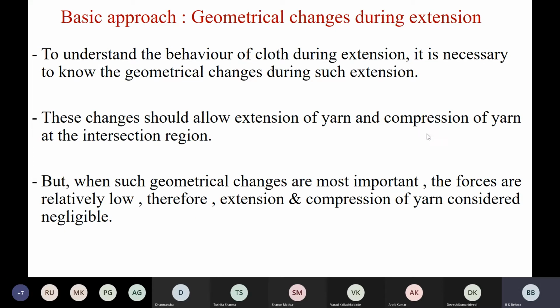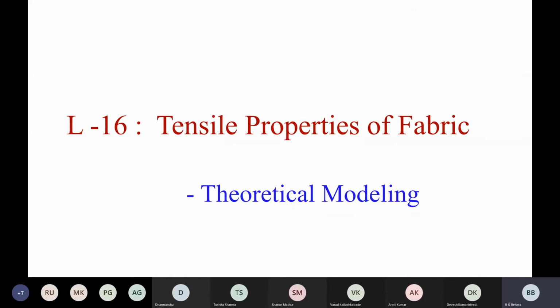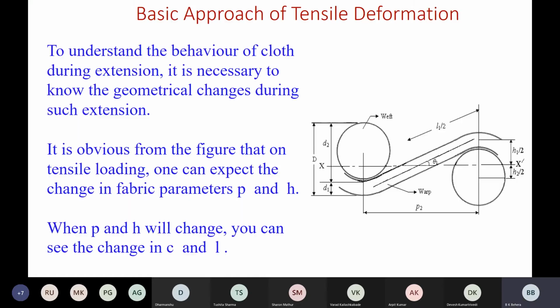Inter-yarn pressure causes compression. But when such geometrical changes are most important, the forces are relatively low. Therefore, extension and compression of yarn are considered negligible. Initially, basically for small load, we try to ignore it. But if it is a large load, we have to consider it. Okay. So with this background, now we'll start to discuss the first model. Tensile properties theoretical model.